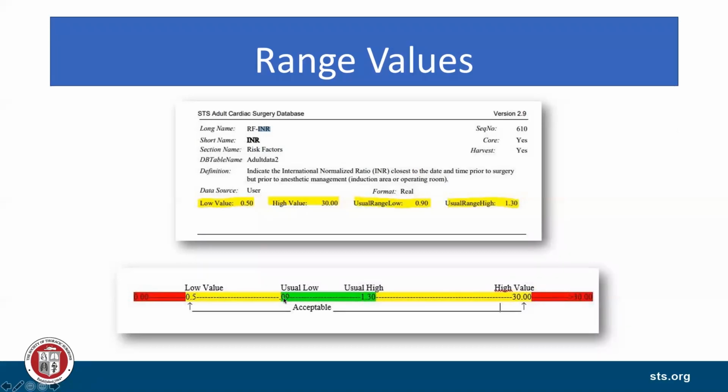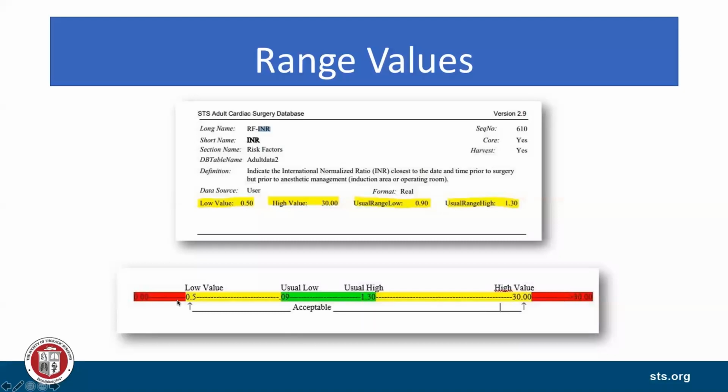So you have the usual range, which is normal on a lab. If you get a lab result back, you would see these listed as the usual, expected values for normal. That's what the green is. The yellow ranges are ranges that we consider to be slightly abnormal, but not too abnormal to be accepted into the database. The red ranges are very alarming because they are so far outside of the normal range that we would not want those in the database.